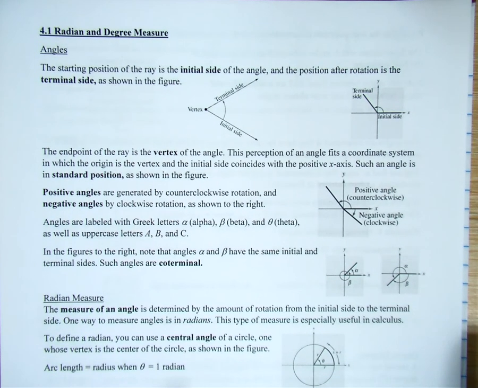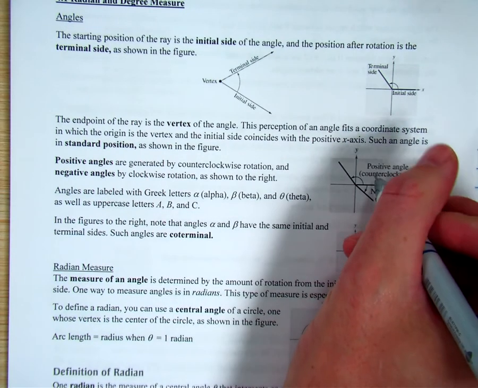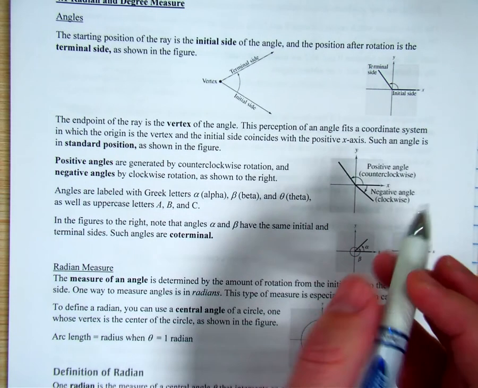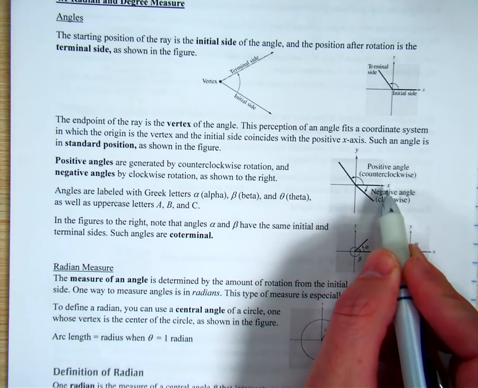This perception of an angle fits a coordinate system in which the origin is the vertex, and the initial side coincides with the positive x-axis. Such an angle is said to be in standard position. Positive angles are generated by counterclockwise rotation, so going up this way. And a negative angle is going to rotate clockwise.